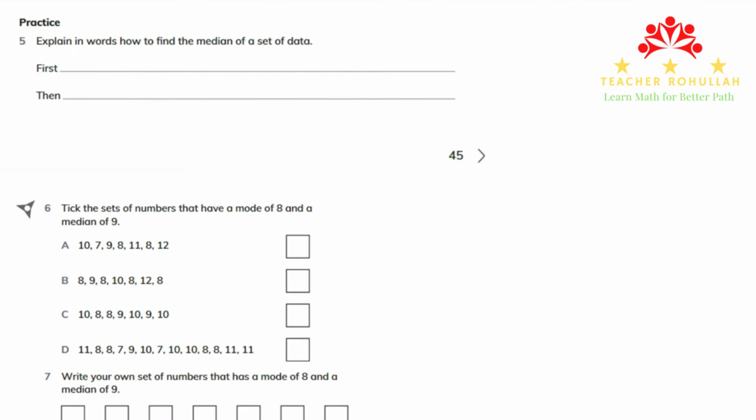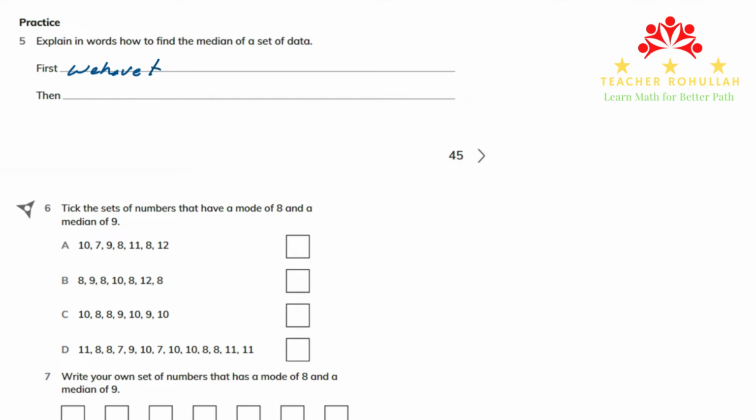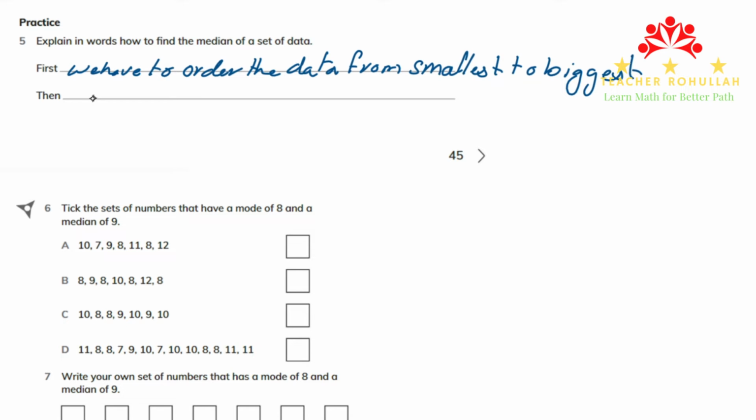Let me scroll to move to question 5. In question 5, it says, explain in words how to find the median of a set of data. So it says first and then. First of all, we have to order the data from smallest to biggest, and then find the middle number.